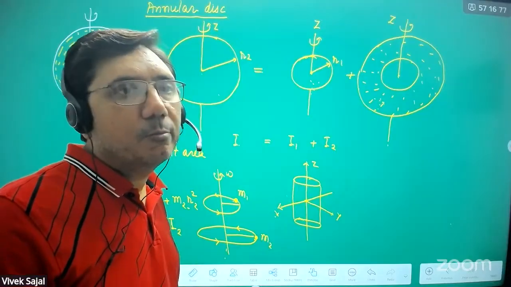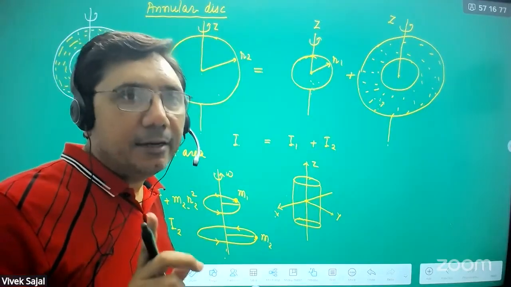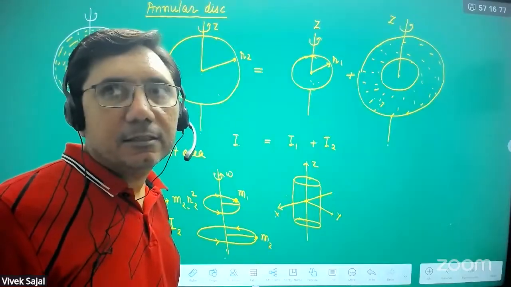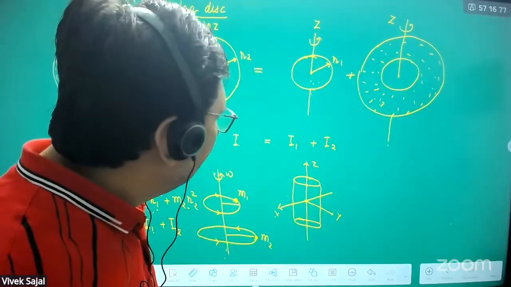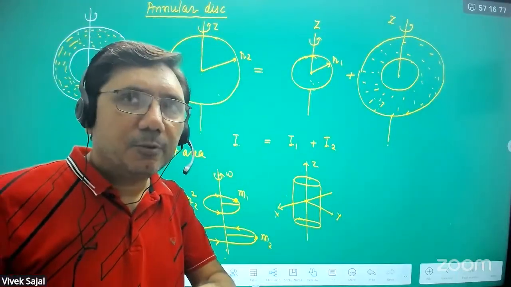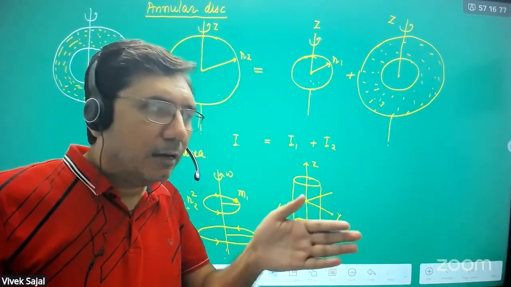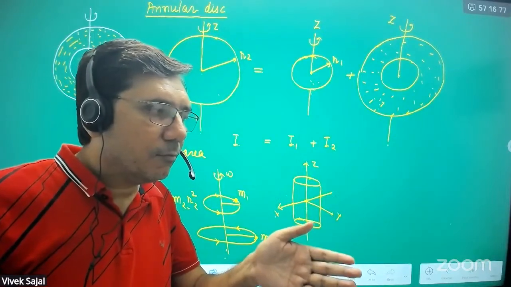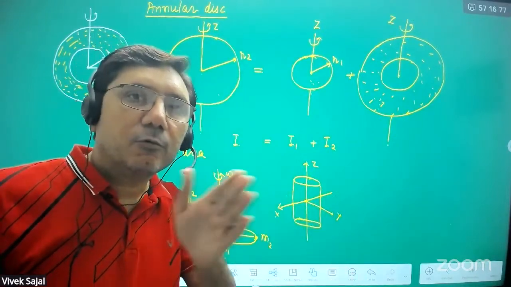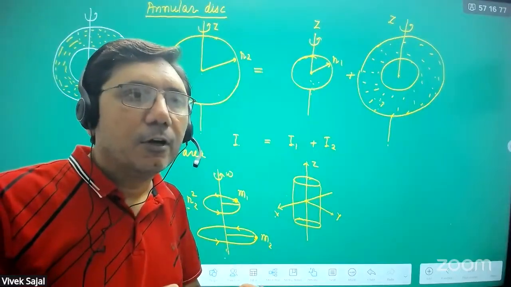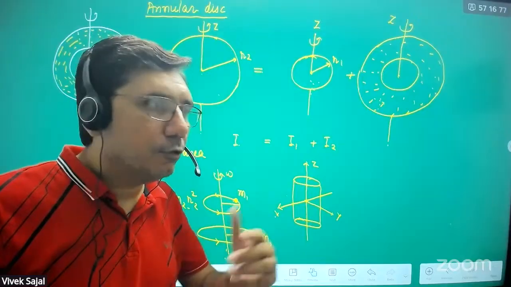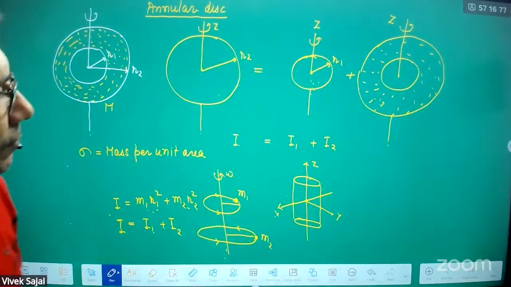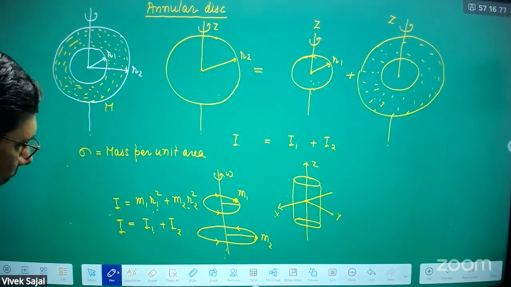So the problem you are describing, beta, can be handled with the help of the body axis system and the space axis system later on. And from the body axis system you can move to the space axis system, and you can transform from the space axis system to the body axis system with the help of rotational matrices and Euler's angles. But I will come to that later on.